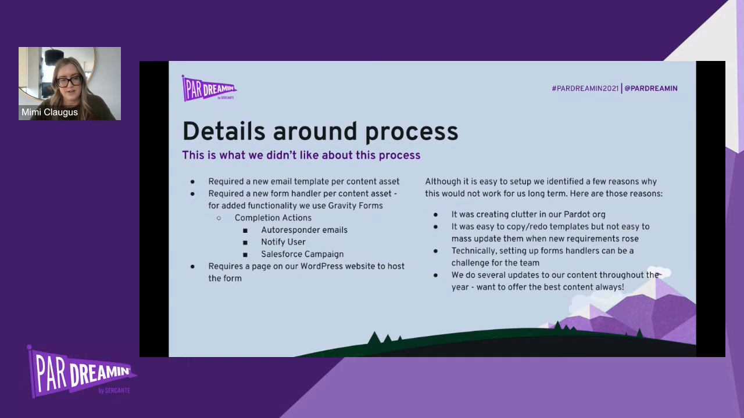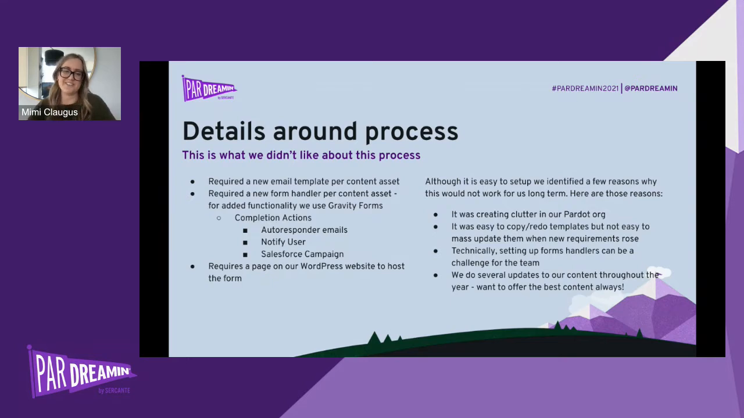And obviously, we're building this content on our website and using WordPress to host the content and the form. So this was creating a few headaches for us. It was making our Pardot org a little bit cluttered with a ton of different form handlers and whatnot and automation rules or autoresponders. And it really wasn't easy to mass update those templates should we want to change out some images or a snippet of content or a piece of content within the email. It was hard to go back and change things en masse. It was a lot of manual work to go back and edit. And then also setting up those form handlers could be a bit of a challenge for the team. I mentioned we're small.